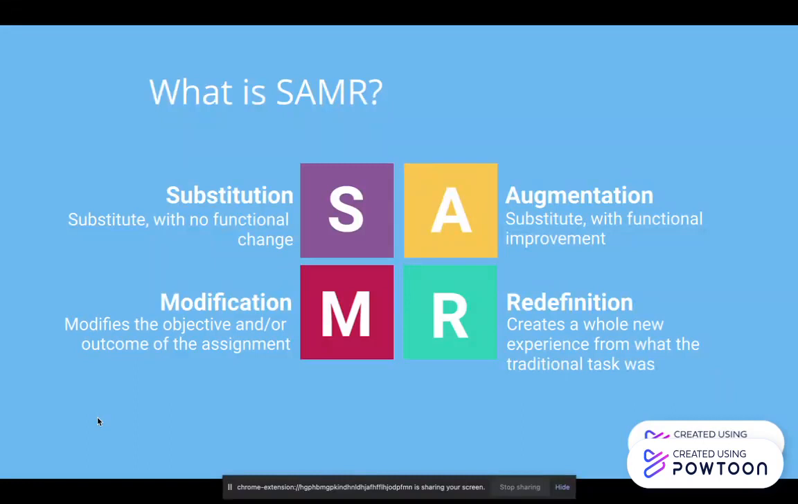Substitution is substituting the activity with a piece of technology with no real functional change. Augmentation is substituting the activity with a piece of technology with functional improvement. Modification modifies the activity or the outcome using technology. Redefinition has the chance to completely redefine the way that the activity is traditionally completed using technology.